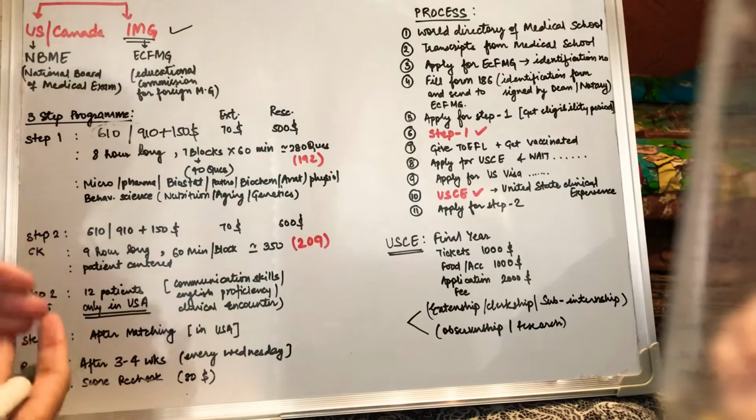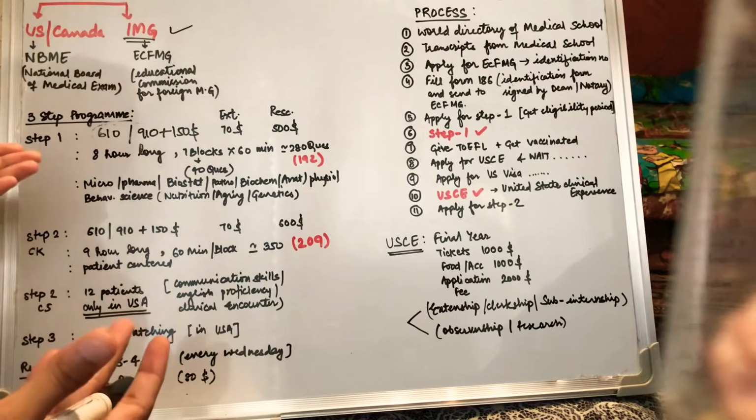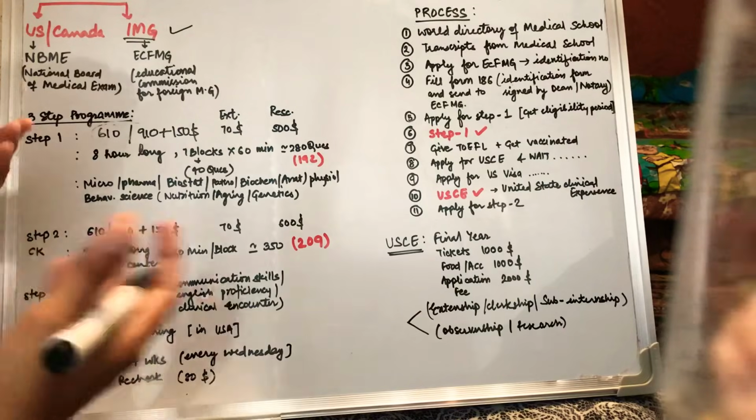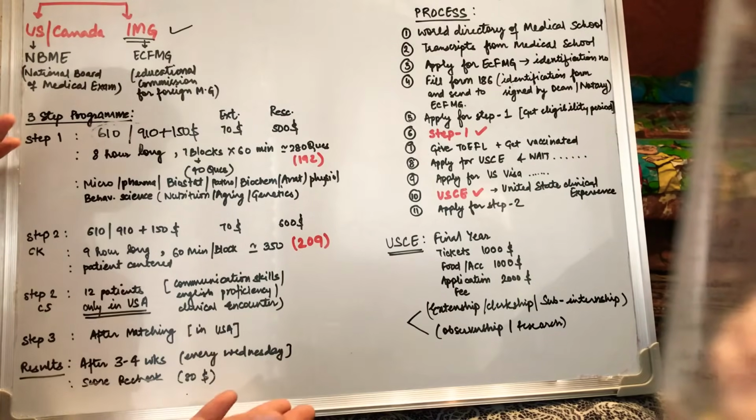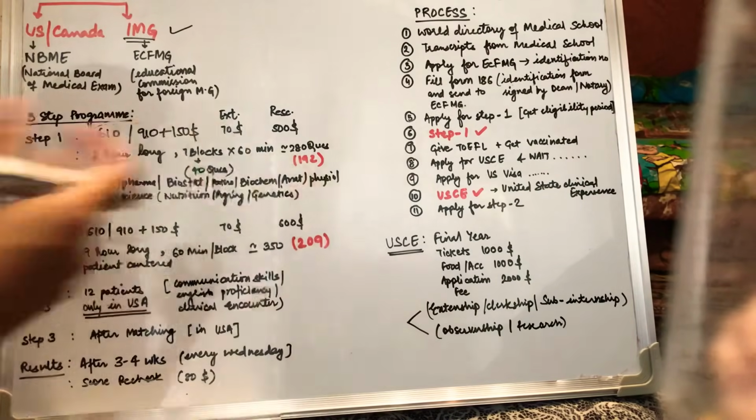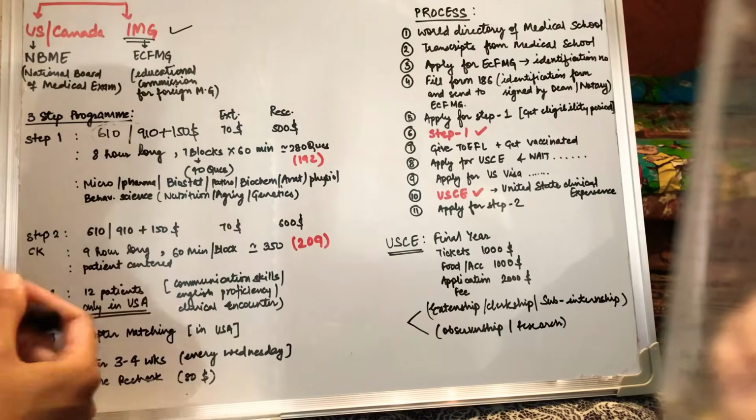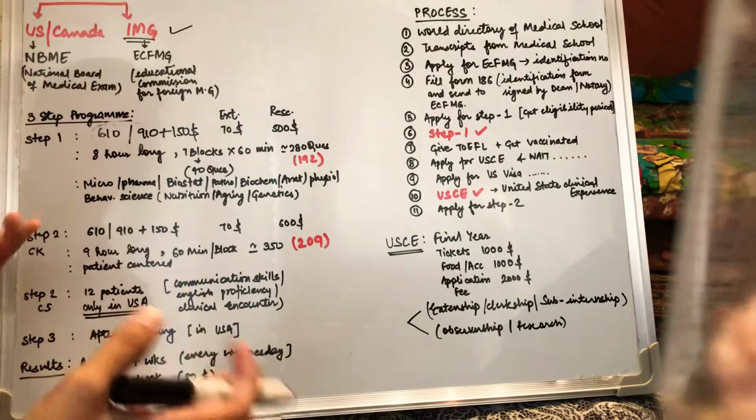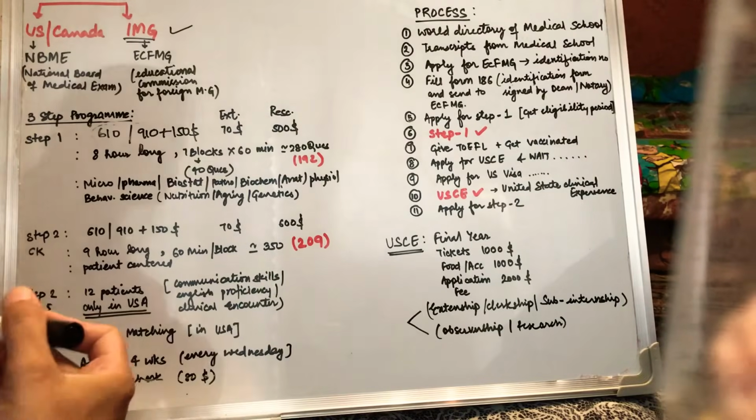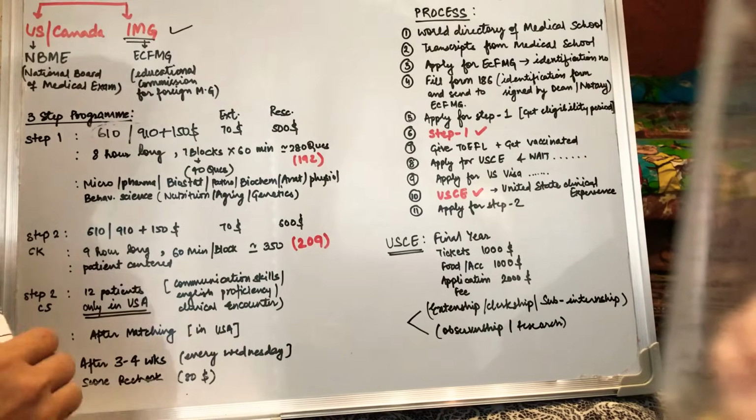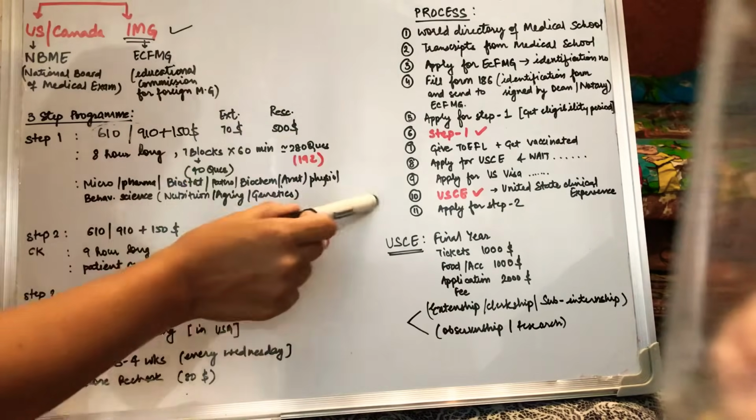Now your university might not give you, let's say, 2 months of free time. So you have to plan accordingly. You can go there in summer vacation or winter vacation. So you must have a plan before you even start thinking about giving USMLE. After you have done USCE, you can apply for Step 2. Now this process must be done this way.